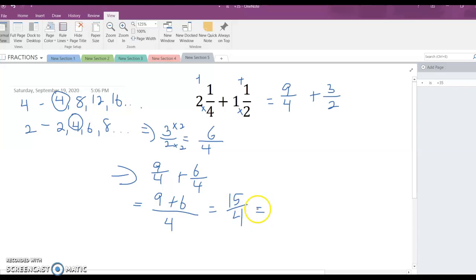And how many times can 4 go into 15? 4 can go into 15 3 times, right? Because 3 by 4 is 12. Remainder what? 13, 14, 15. Remainder 3. So we get 3 and 3/4. So you see how simple this is? In our next video, we'll be looking at subtraction of proper fractions and subtraction of mixed fractions as well, right?